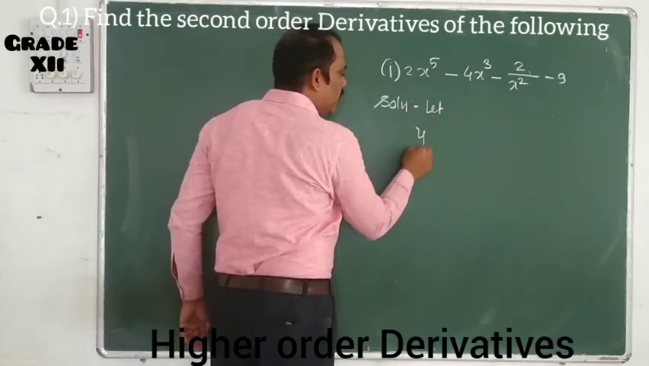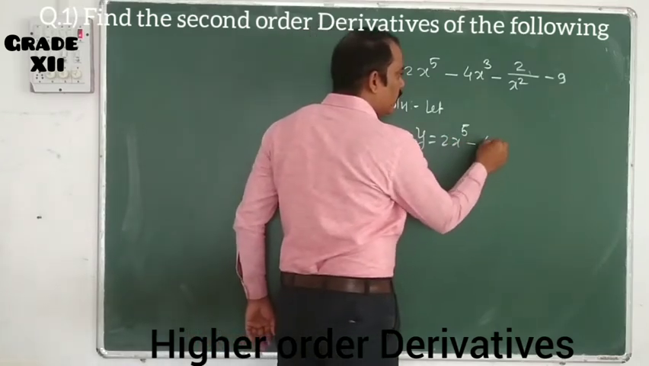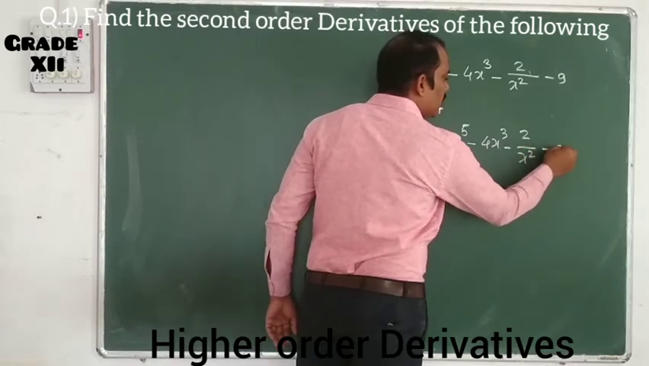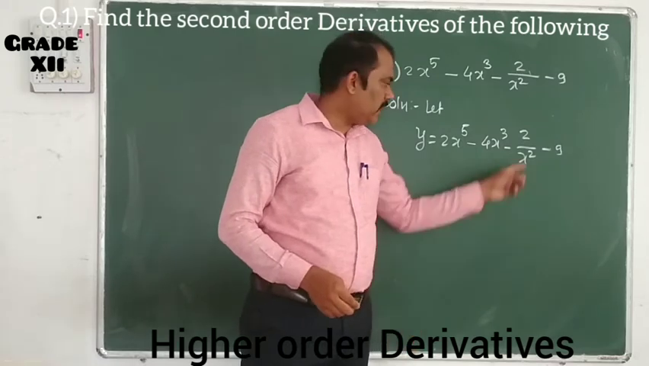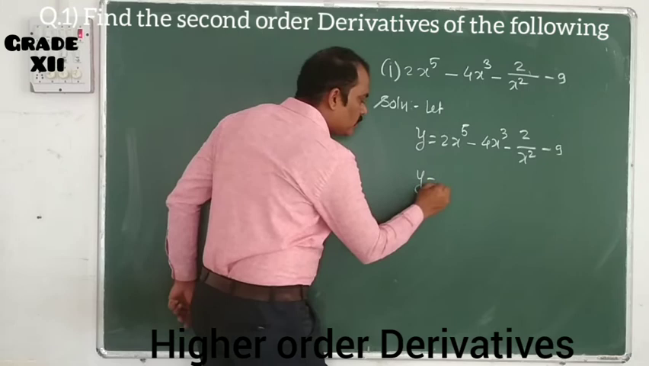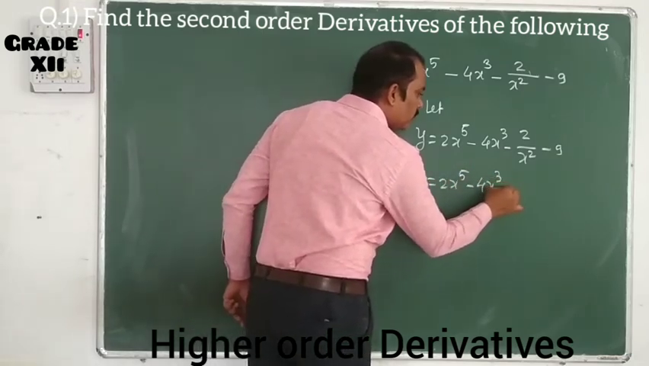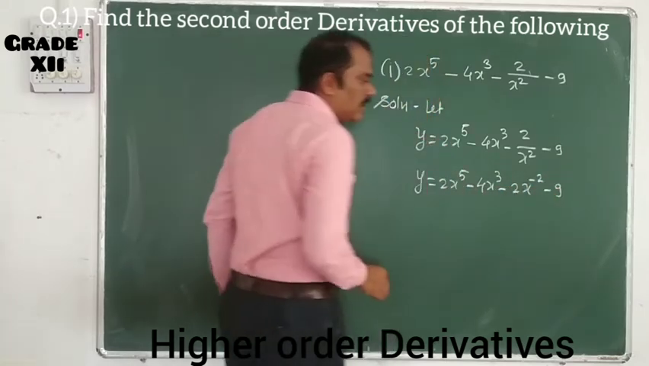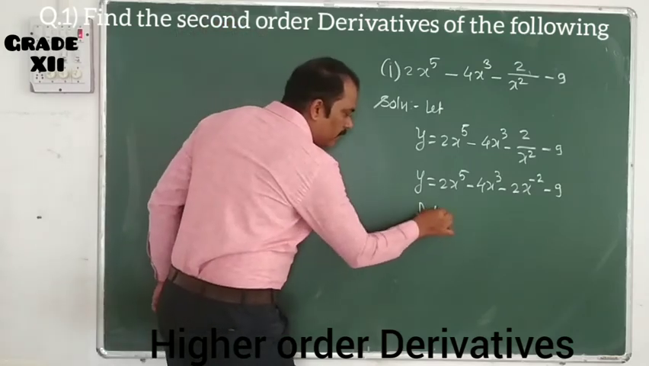Let y is equal to 2 times x raised to 5 minus 4 times x cube minus 2 divided by x square minus 9. This 2 divided by x square, you can take this x square in the numerator, so we can write y is equal to 2 times x raised to 5 minus 4 times x cube minus 2 into x raised to minus 2 minus 9, by using the laws of indices. Okay, now we have to differentiate this with respect to x.